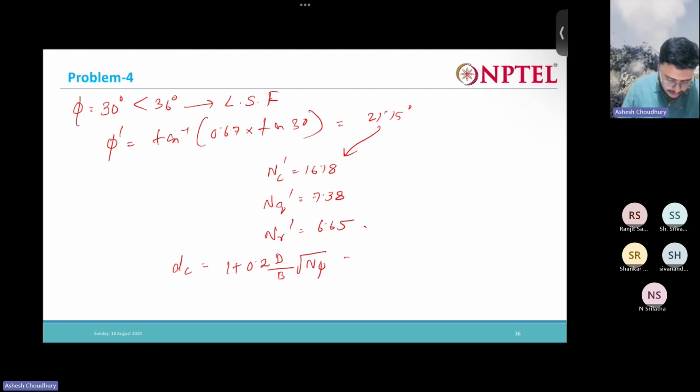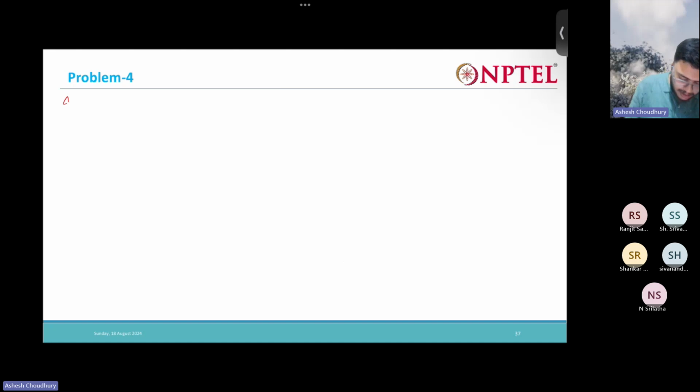So it is, I think, coming as 1, and also Dq and Dγ are also coming 1. Then you calculate similarly again the net ultimate bearing capacity. So everything is 1, so directly c Nc, right? So c Nc plus, now tell me q Nq.